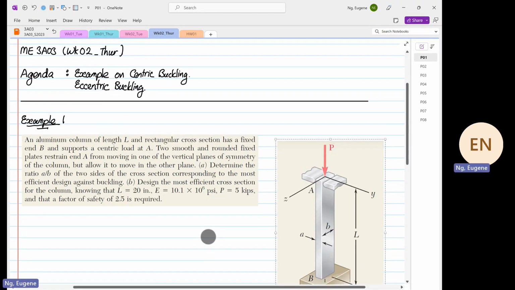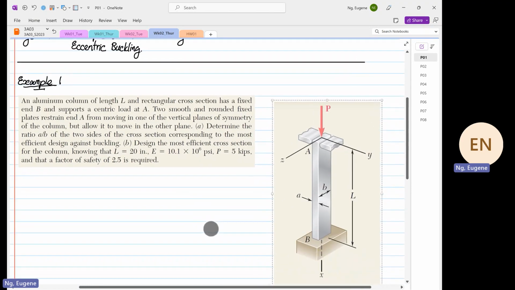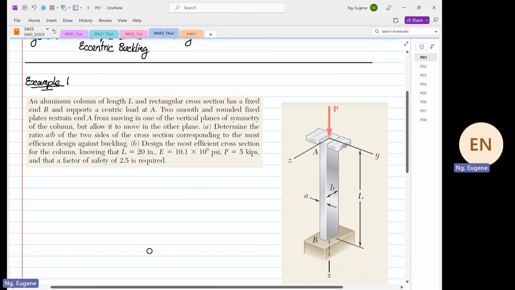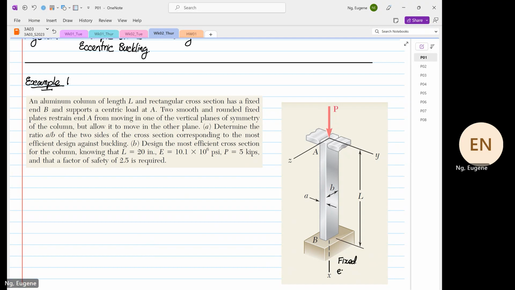On centric buckling, what you can see over here is we have an aluminum column of length L and a rectangular cross section, and it has a fixed end at B. So at B is what we classify as a fixed end. As I mentioned before, when it's fixed, moment is not equal to 0. And it supports a centric load at point A. So we have a centric load over here.